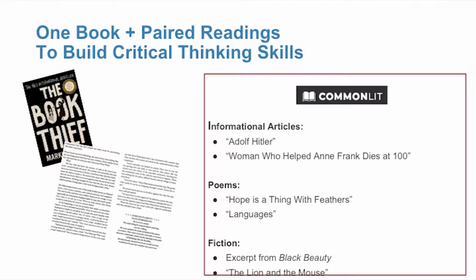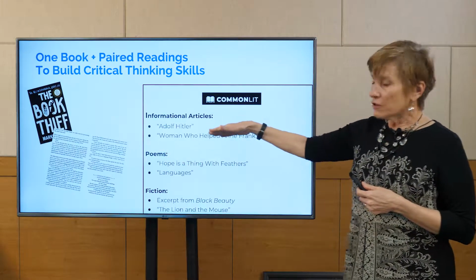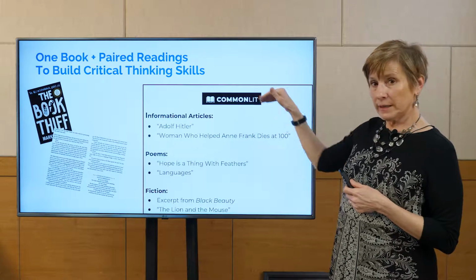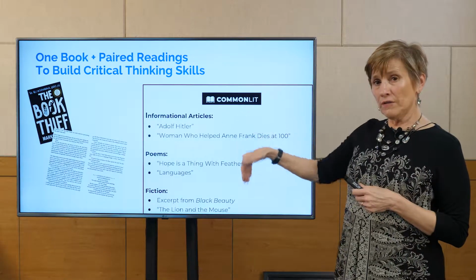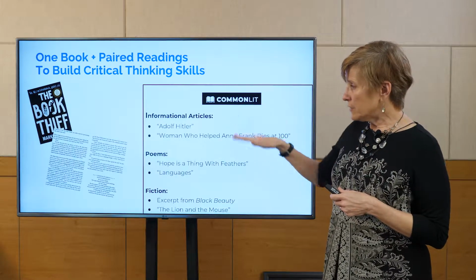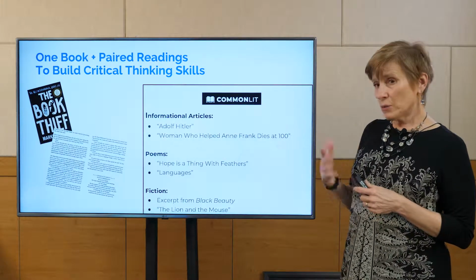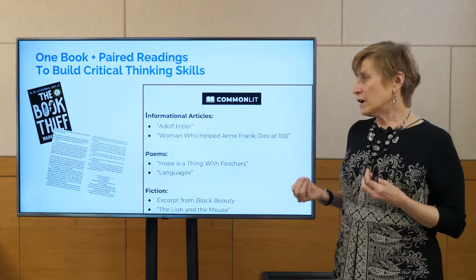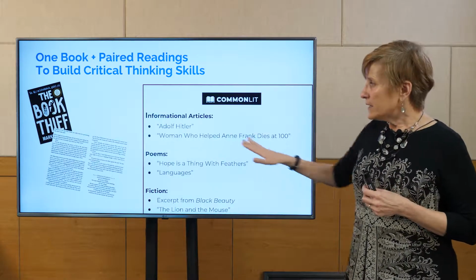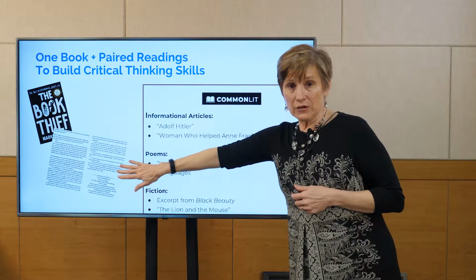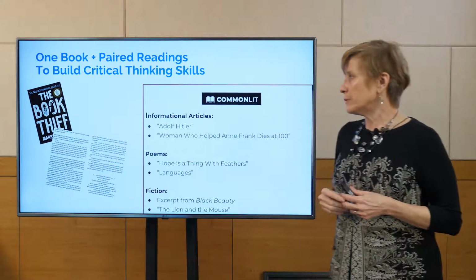So, one of my favorite sources, which I'll talk about in a minute, is something called Common Lit. Again, the free version is very robust for you and your students. I looked up The Book Thief, and these are the paired texts that Common Lit gave me. I didn't use all of them when I taught The Book Thief, but I did use most of them. So Common Lit will provide informational articles, one on Adolf Hitler and one on a woman who helped Anne Frank.